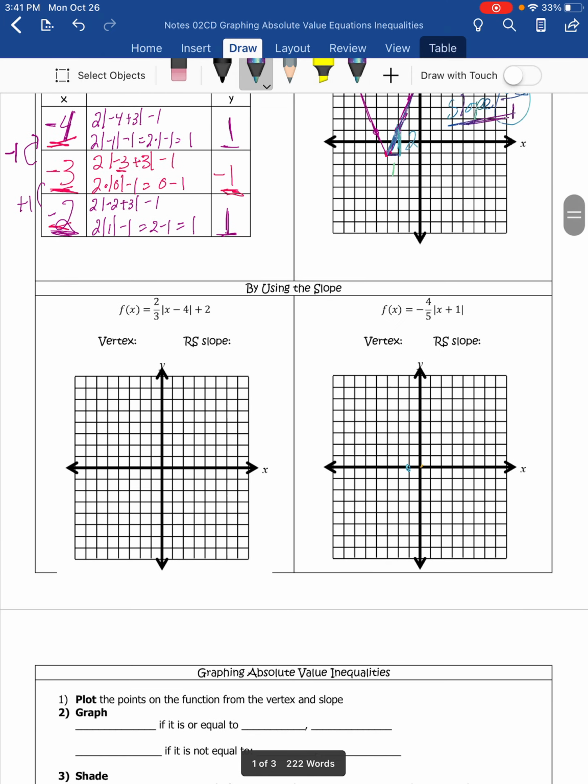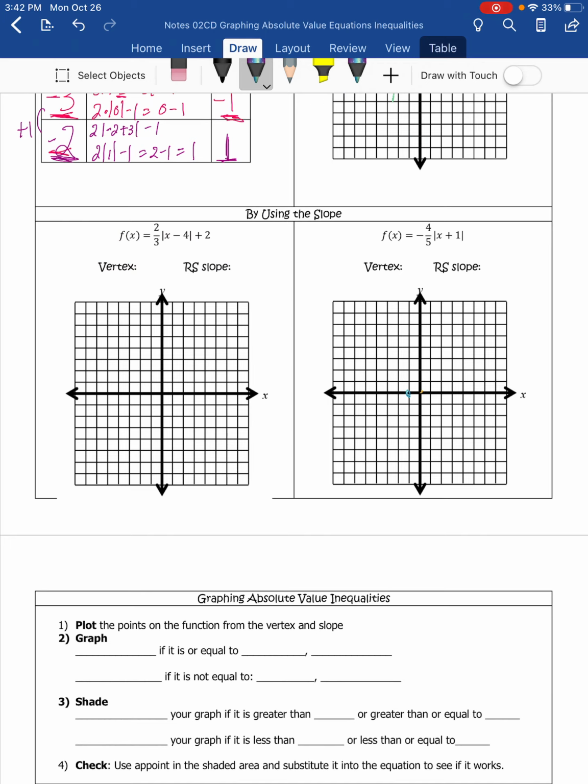We're actually going to be graphing using slope. So the first two things that you have to identify are the vertex, which in this case, remember, is right 4, up 2, and the slope. RS stands for right side. The slope of my right-hand side is 2 over 3. That tells me that to get from one point to the next on the right-hand side, it's going to be 3 right and 2 up. And we'll talk about the left-hand side. So this is going to be 1, 2, 3, 4, and then up 2. That's my vertex.